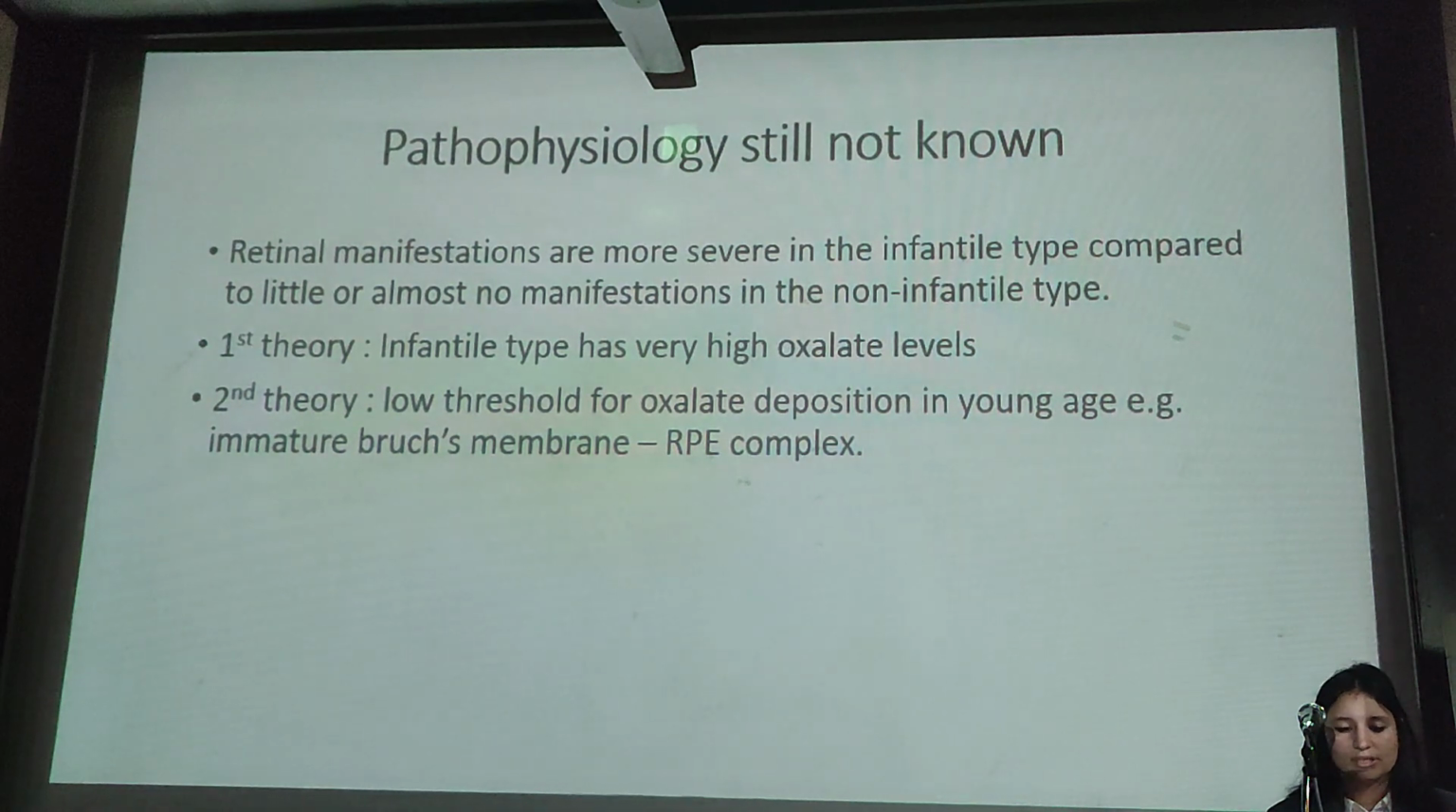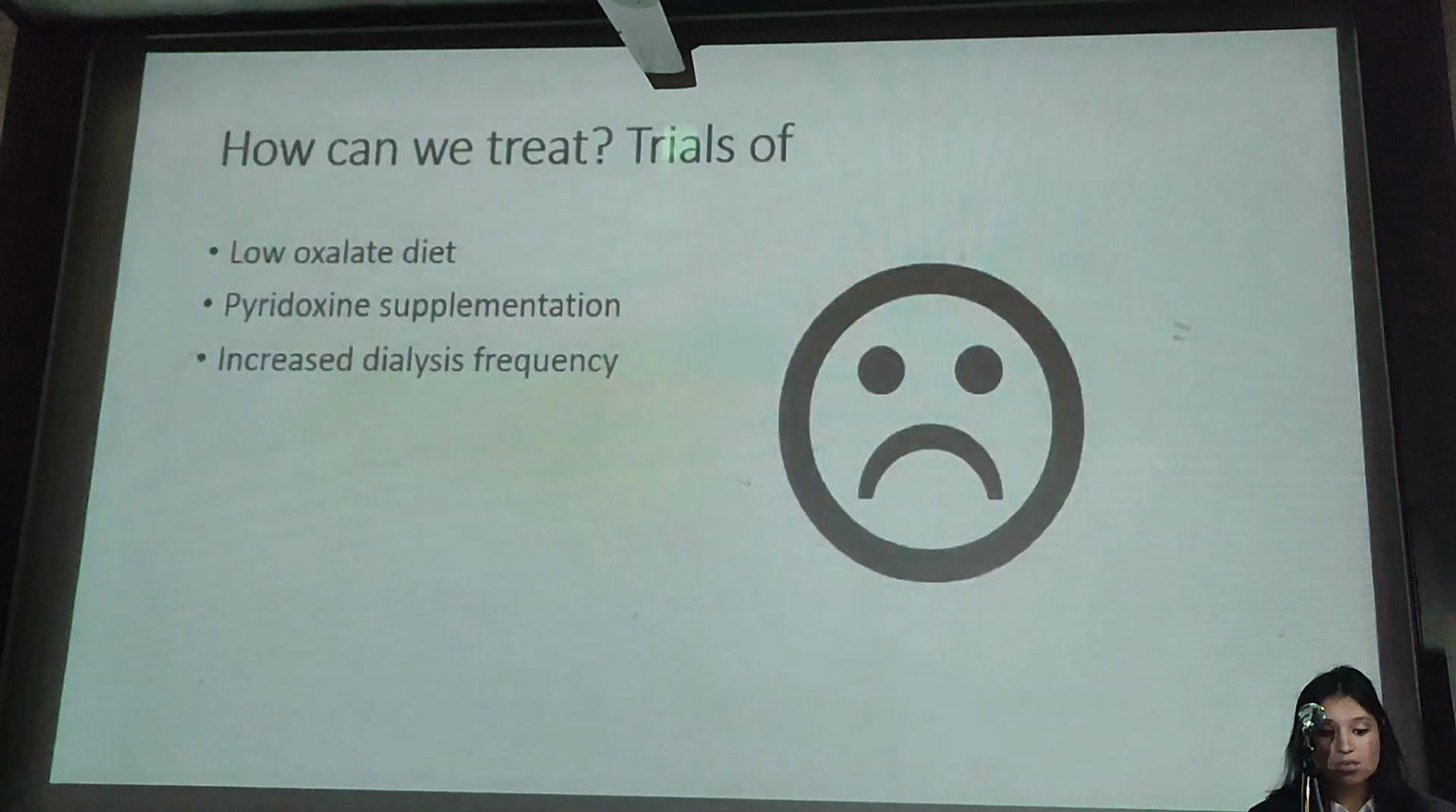The pathophysiology is still unknown as to why the infantile type causes more ocular alterations than the non-infantile type, but the first theory demonstrates that there is a very high level of oxalates in the infantile type. However, the second theory tells us that in the infantile type, they have a low threshold for oxalate deposition due to the immaturity of the Bruch's membrane RPE complex.